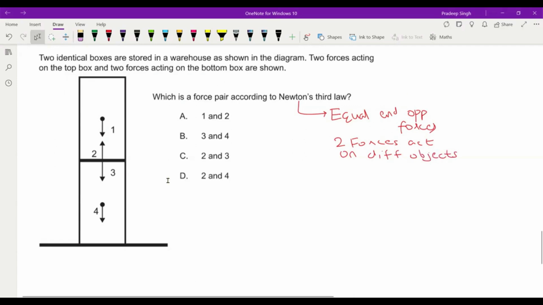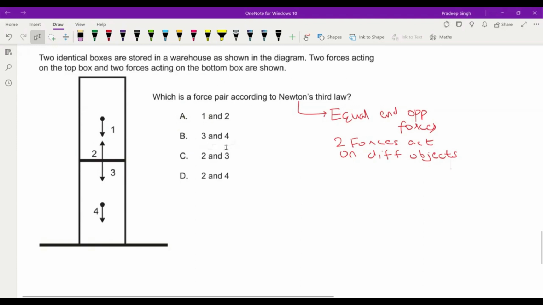Okay, so Ahan, first tell me which of the options doesn't have equal and opposite forces? 2 and 4. No, no, just looking at the picture, if I look at option A, 1 and 2, you can see the forces are acting in the opposite direction, and also they are equal. So let's keep option A as it is.